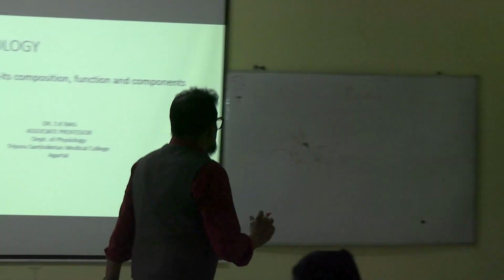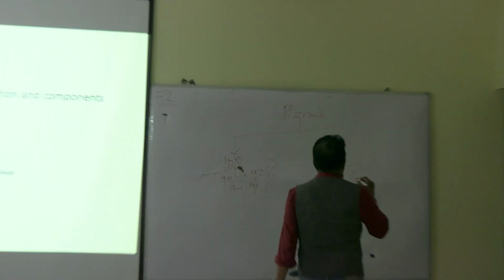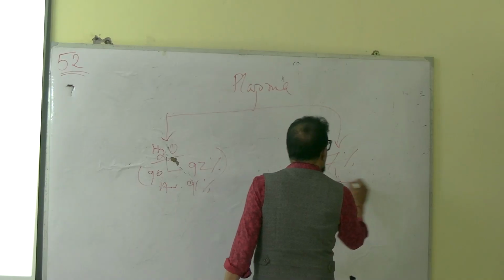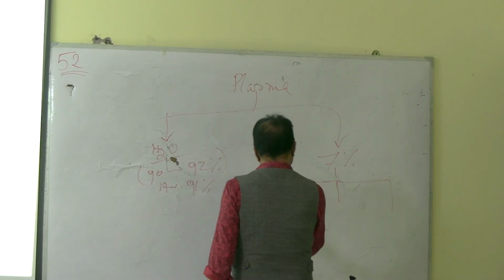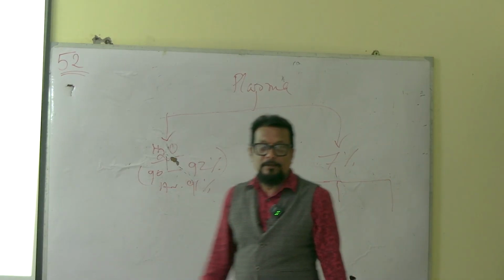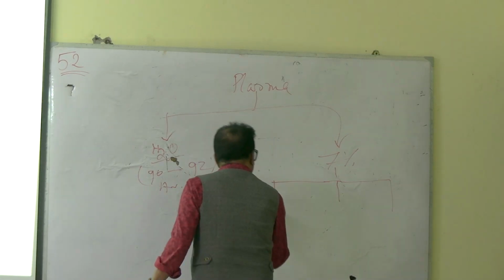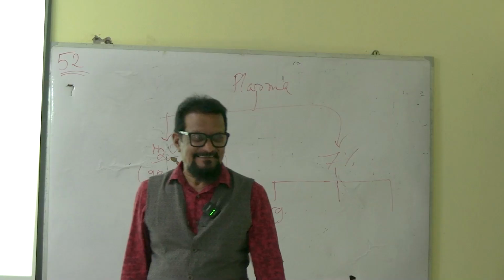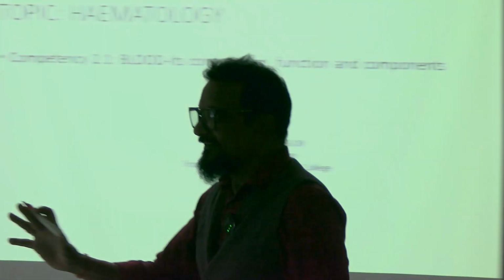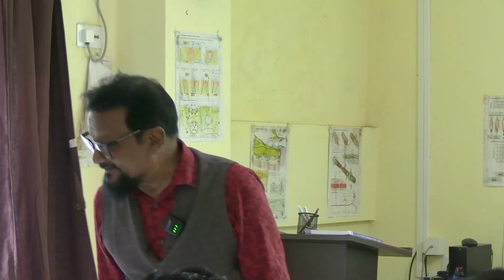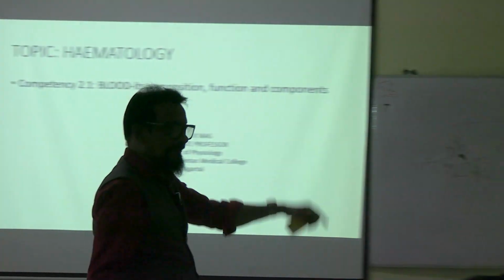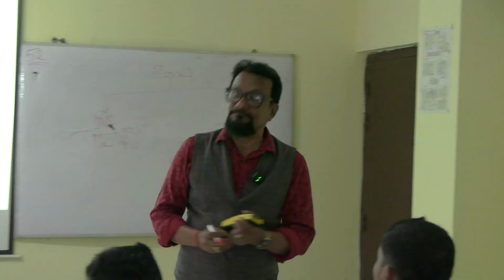Now, this 7%, let's see what is there in this 7%. We'll find three things. One is organic component, organic substance. Another portion is electrolyte. And the third, last portion? Tell.